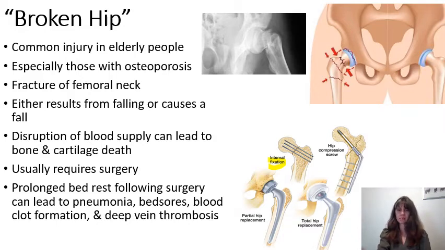Sometimes a partial hip replacement will occur, where a replacement femur head will be hammered down into the shaft of the femur. And sometimes a total hip replacement is required, where the capsule of the acetabulum has to be replaced, that socket for the head of the femur, as well as the artificial femur head, and that is a total hip replacement.